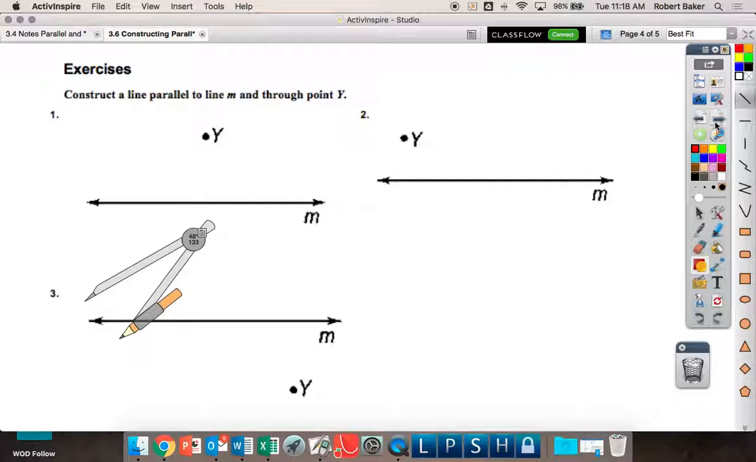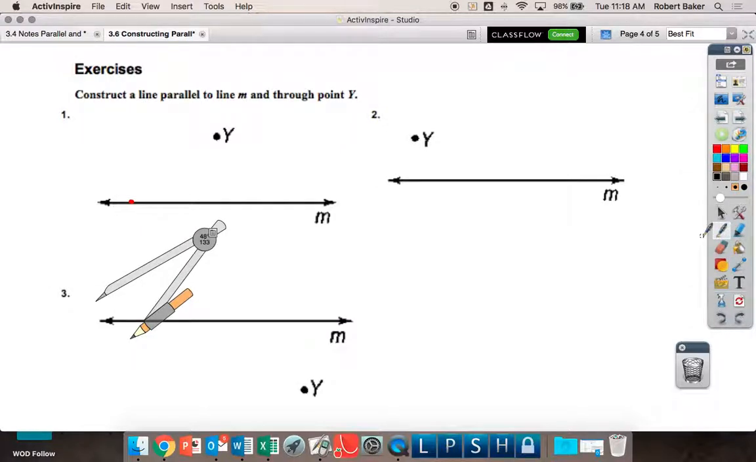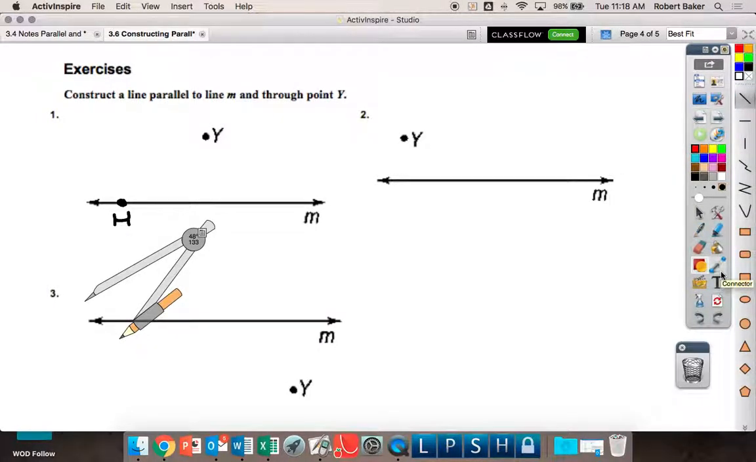I'm going to pick that point right there. I'm going to call this point H because it makes me happy. The first step in this construction: draw a line that connects the happy point to the Y point. Use your straight edge, go from here to here. Have I completed the first step? Yes. I have 2 more steps until I'm finished.